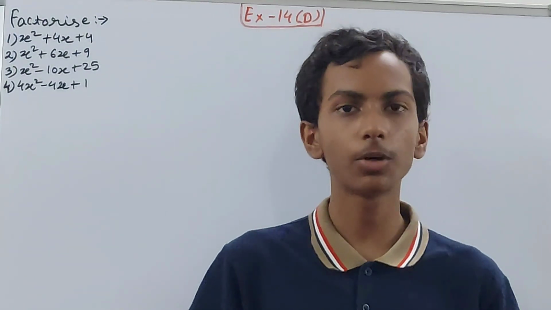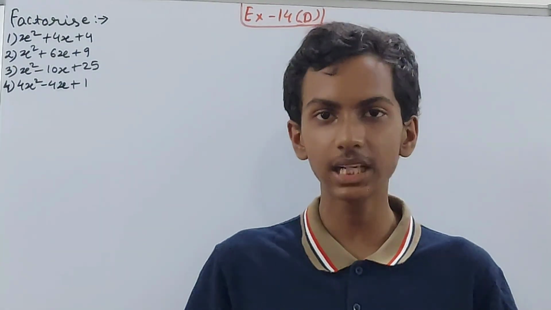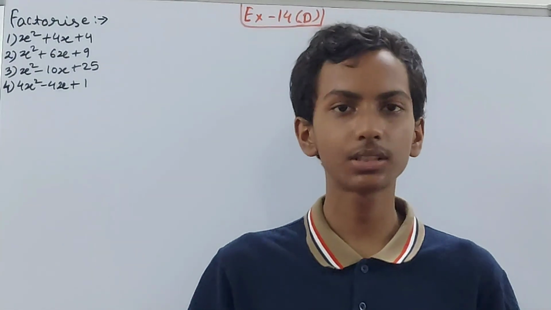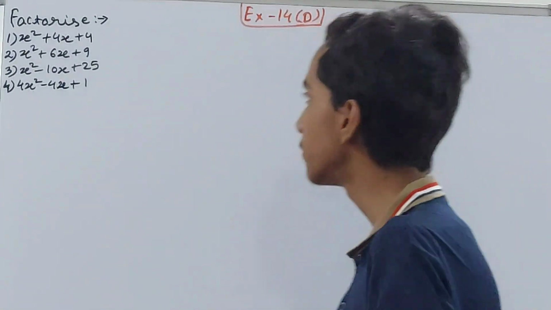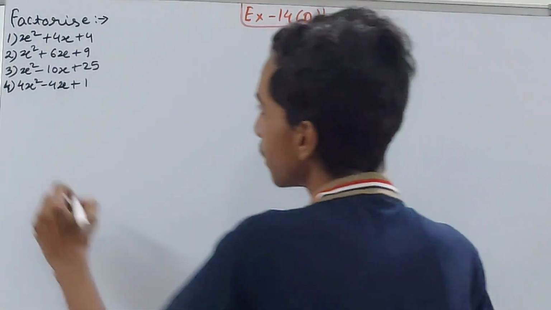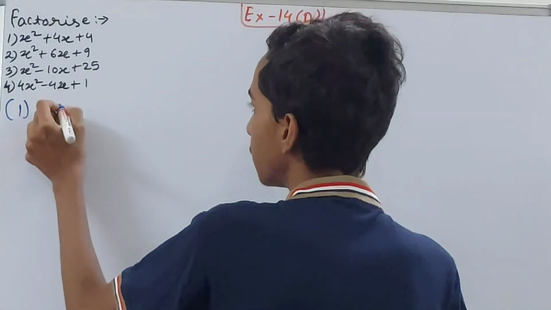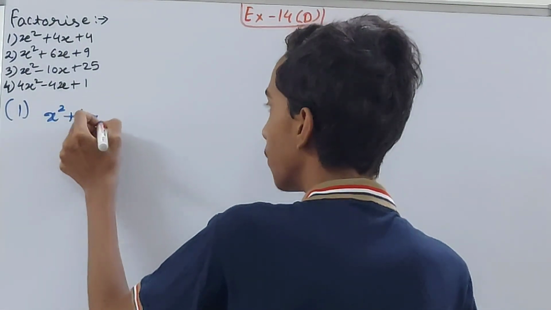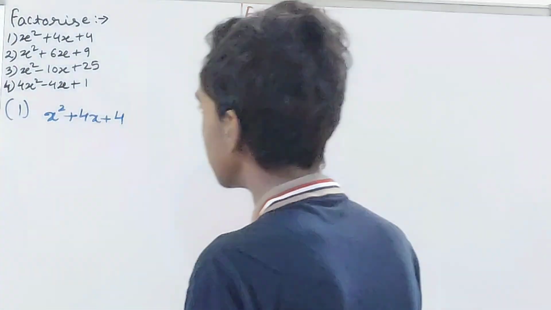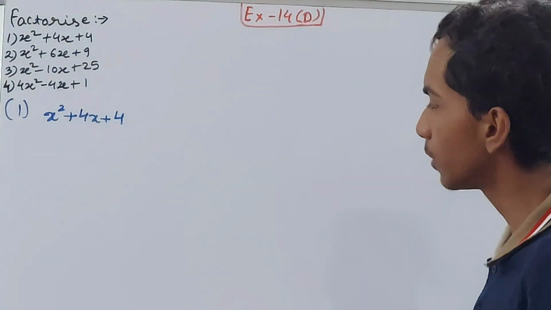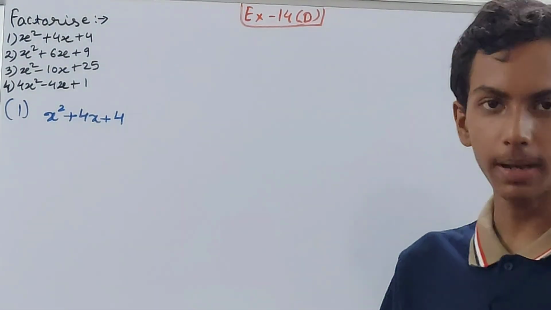In this video we are going to solve ICSE Mathematics Class 8 Chapter 14 Factorization Exercise 14D questions 1 to 4. See, you have in the first question x square plus 4x plus 4. You have to factorize this. What you will do, we are going to use the concept of the square of a binomial.